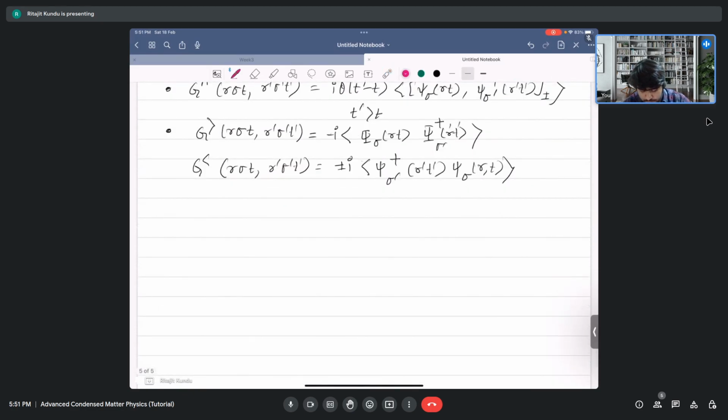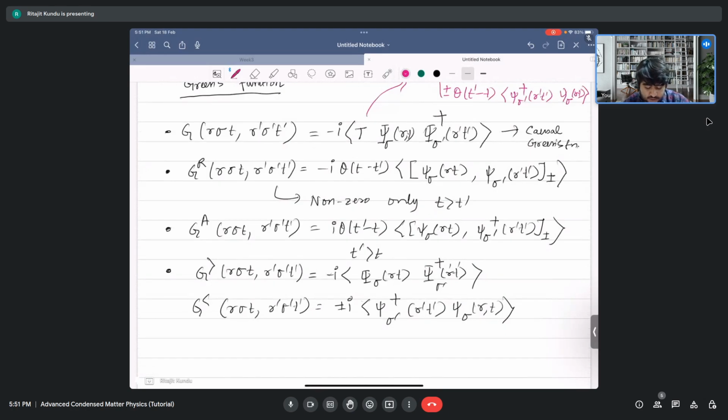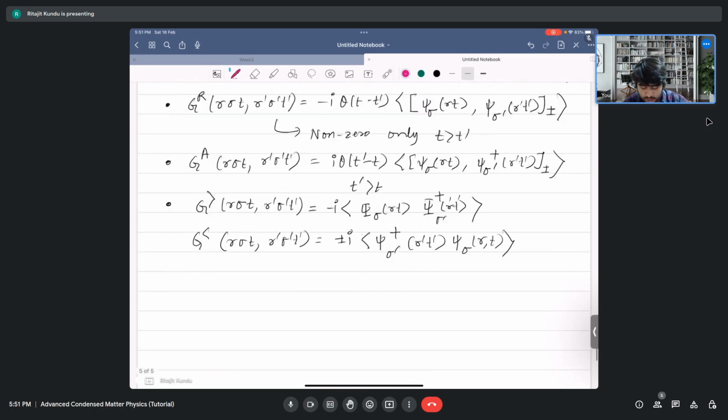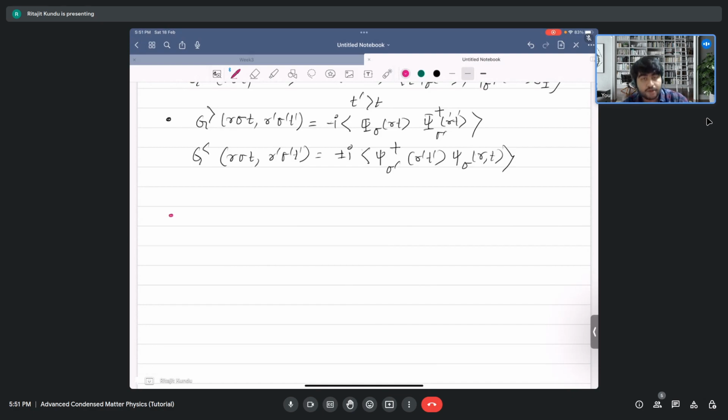So here I have written this in a spin and position basis, something like that. But this kind of structure is actually true if you write it in any other basis. For example, you can write it in terms of any other quantum numbers. For example, you can write something like this, G retarded. So let me write the retarded function. This is given by minus i. Let me be a little bit careful. So this is nu. So nu is a quantum number.